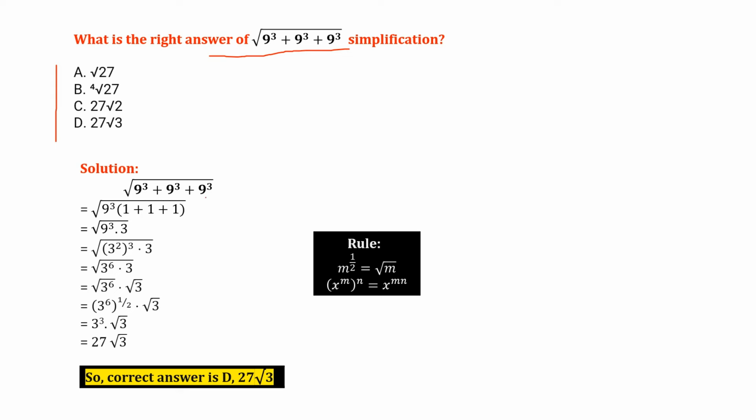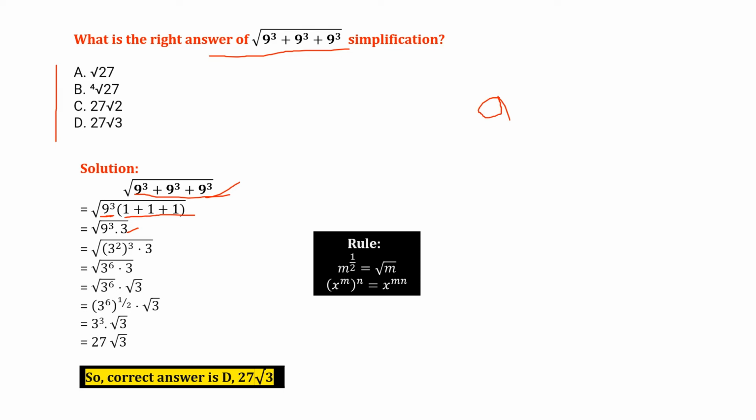Our question is root of 9 cube plus 9 cube plus 9 cube. We can take 9 cube as a common factor from the whole expression. So, that will be 1 plus 1 plus 1, which you can write as 3 times 9 cube.